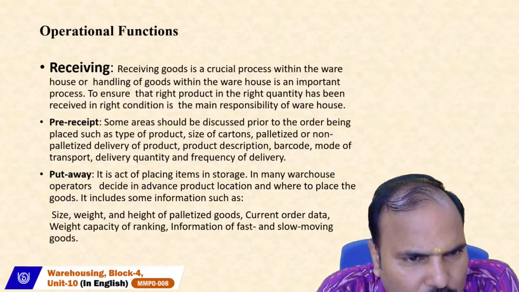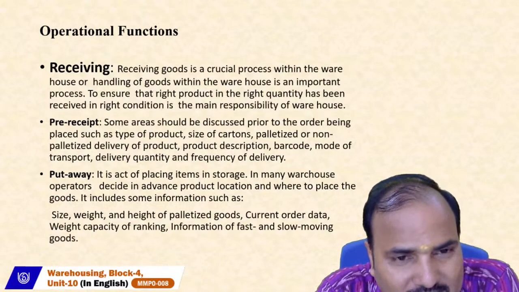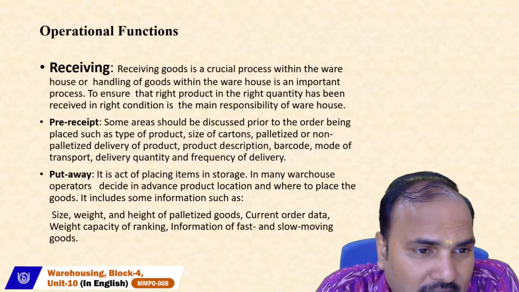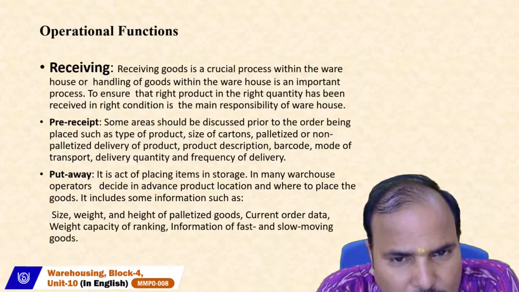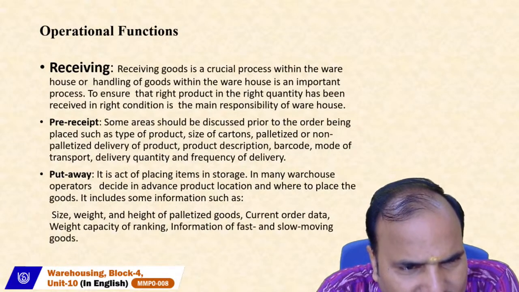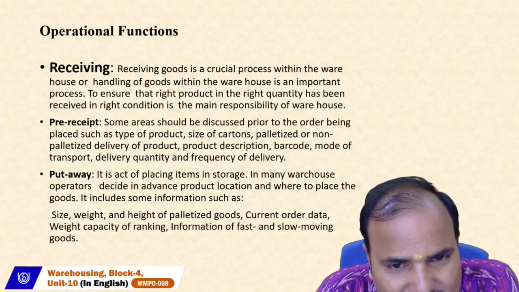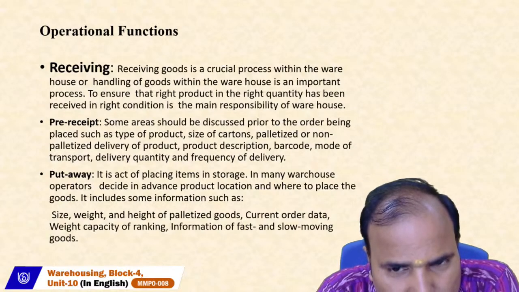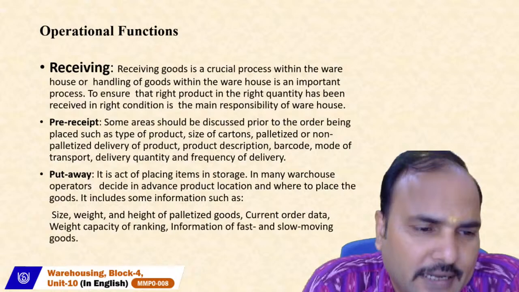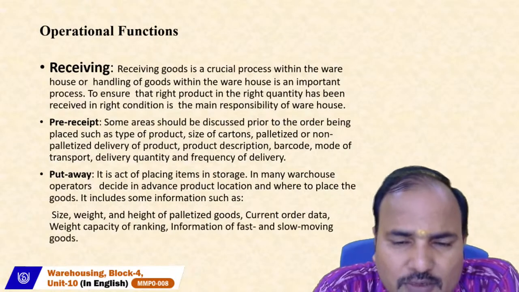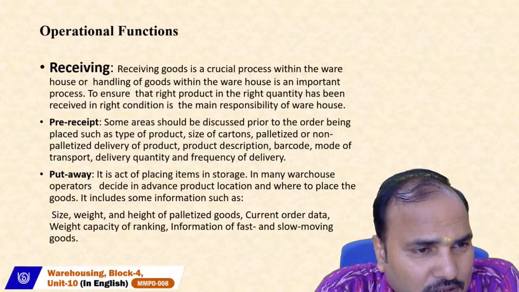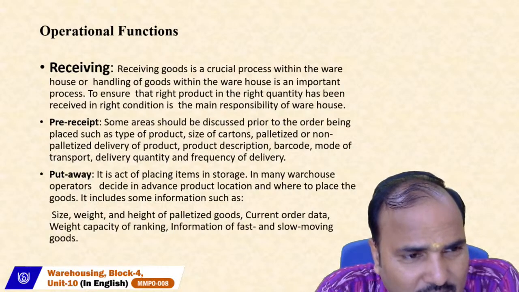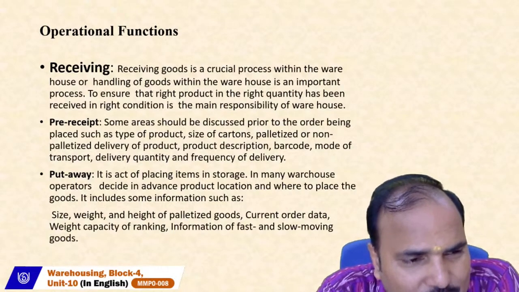Another is pre-receipt. Some areas should be discussed prior to the order being placed, such as the type of the product, size of cartons, palletized or non-palletized delivery, product description, barcode, mode of transport, delivery quantity, and frequency of the delivery. So, in the operational functions, one part we have discussed, that is receiving, another is pre-receipt.